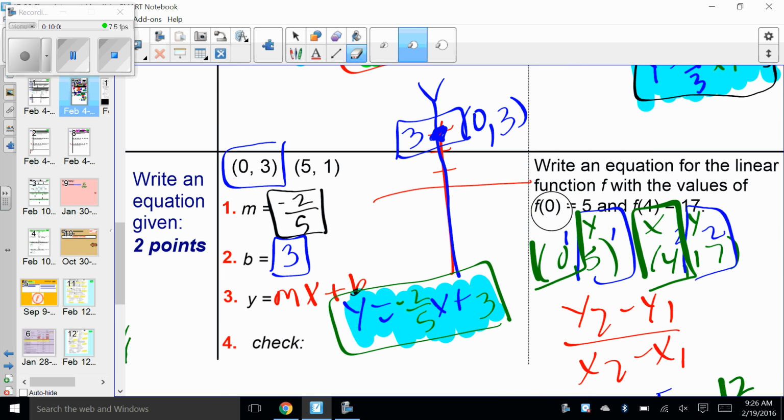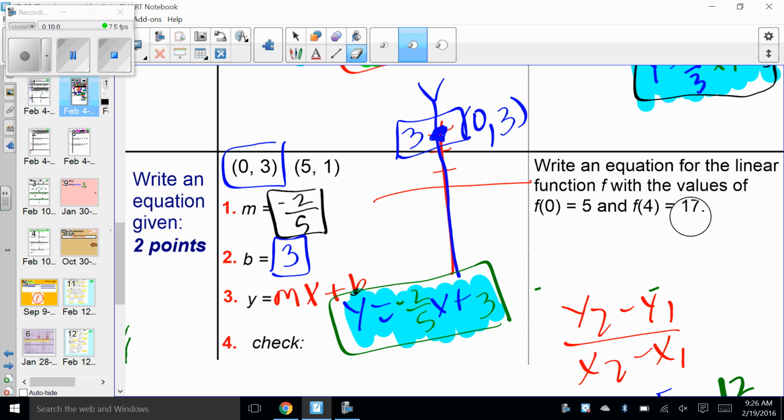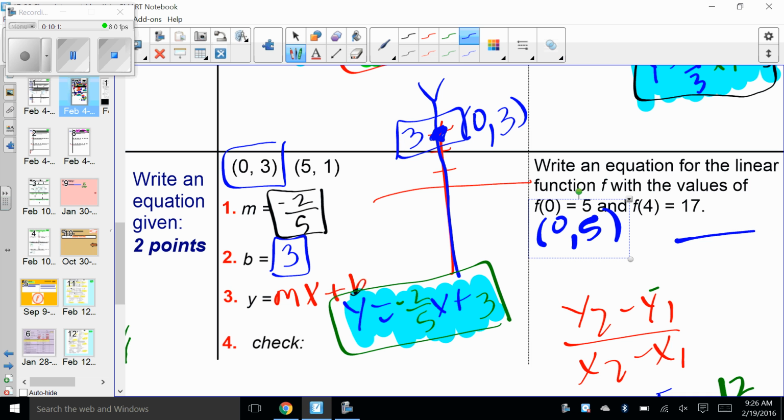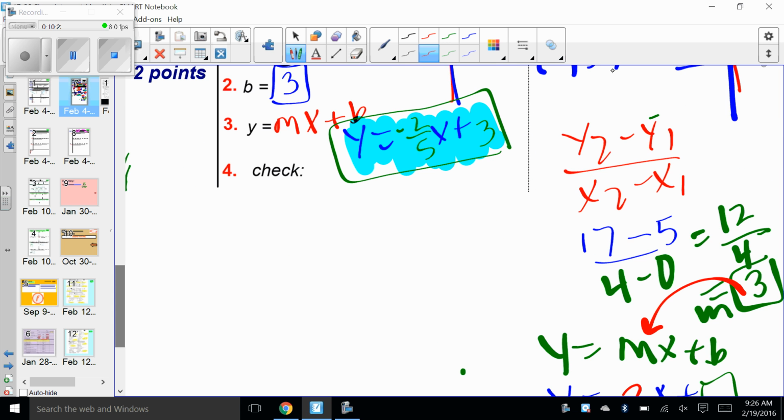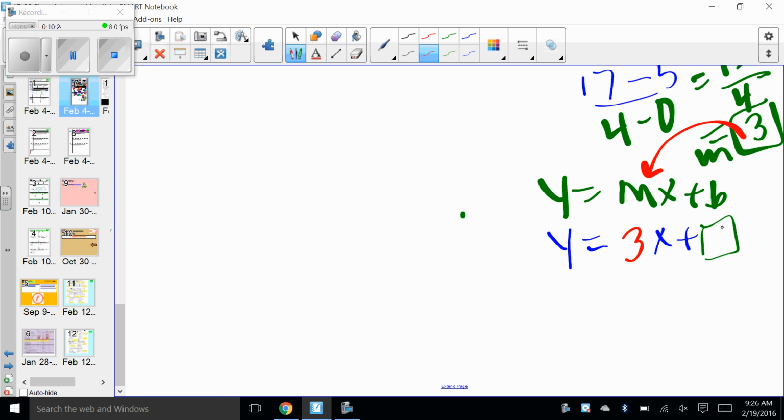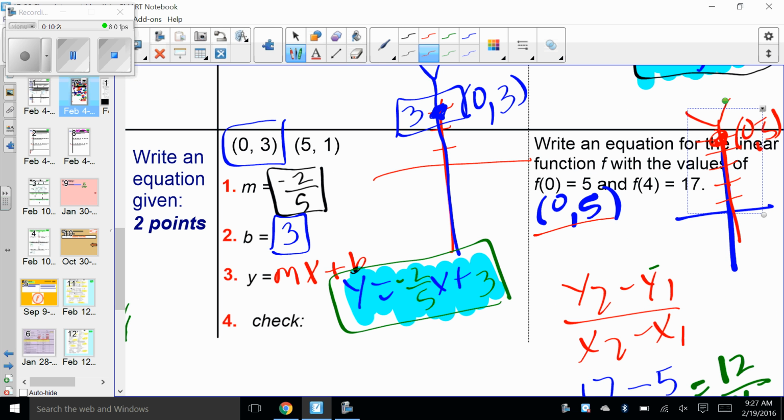And the beauty of this problem is that this coordinate (0, 5) tells us that this is the place, 0, 1, 2, 3, 4, 5, where the y-axis is going to hit the graph. So we know that it's going to hit at 5. And there's our equation, y equals 3x plus 5. We know that because of that point.